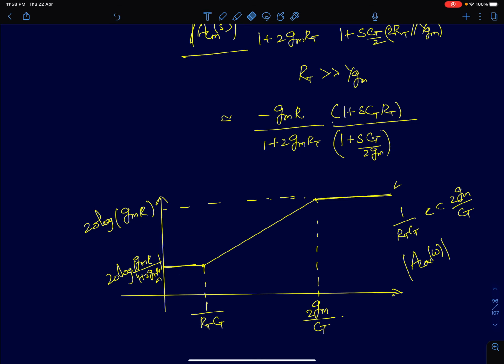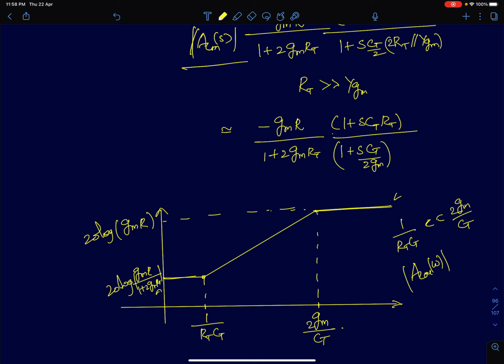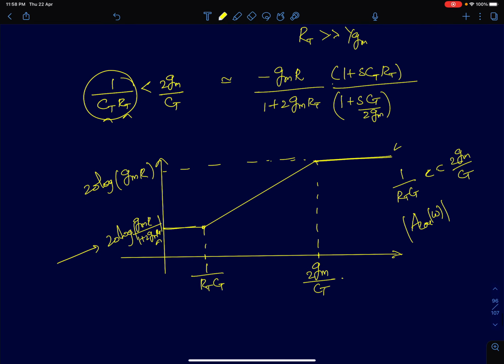So first we will start with the DC response, the value at DC, which will be GM R by 1 plus 2 GM RT. So 20 log of that is the DC value. And we already discussed in the last lecture, the 0 comes first, 1 by RT CT, because RT will be a much larger value. This will be less than 2 GM upon CT. CT is the same cap here, but since RT is much greater than 1 by GM, the 0 will occur first. So after the 0, the gain increases with a slope of plus 20 decibels per decade. And when it reaches the pole at 2 GM by CT, the gain starts to flatten out.